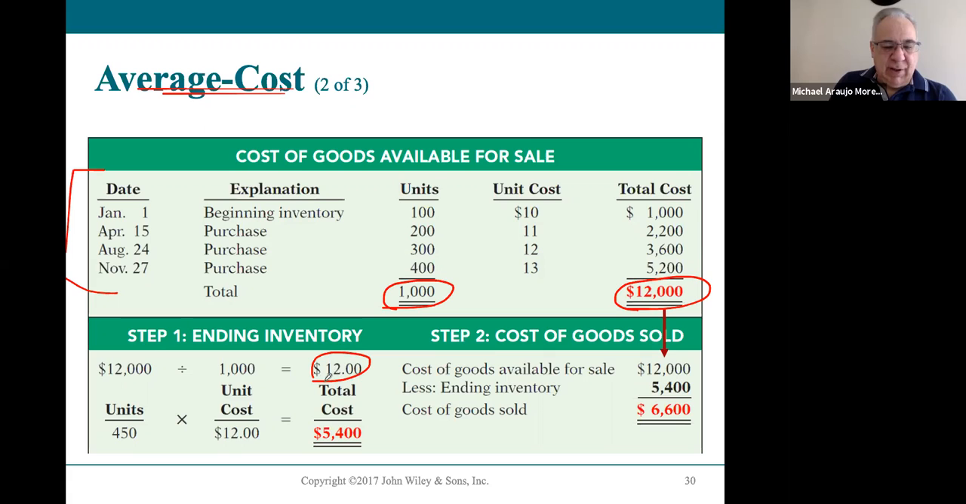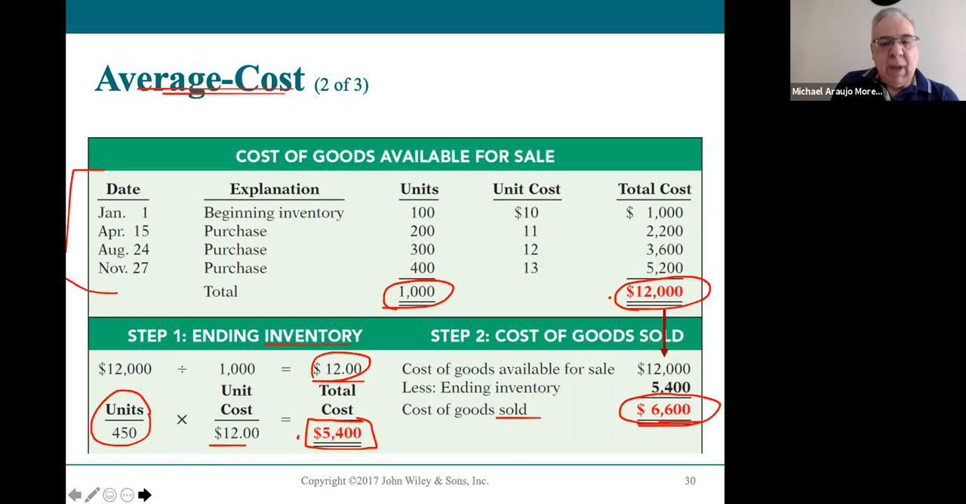Okay. So you have 450 left in inventory, simply multiply it by the 12 bucks each because that's your average cost. So you have $5,400 of inventory left over. If you started with 12,000 and you still have 5,400, you clearly sold the rest. 6,600 is sold. How do you verify that? Well, you sold 550 times $12 each. Okay. So that's how you would verify it.